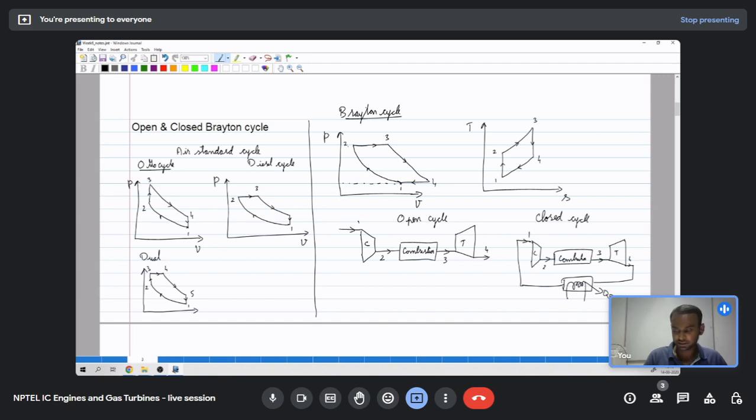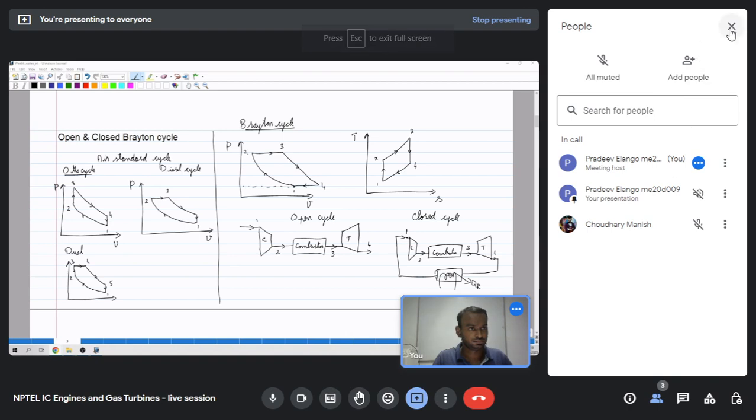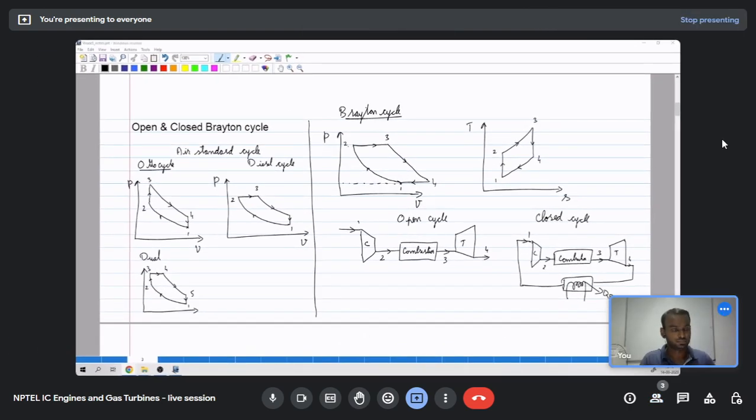So these are the basics of the Brayton cycle. If you have any questions, you can feel free to ask now. If there are no questions, then I will move on to the next slide.